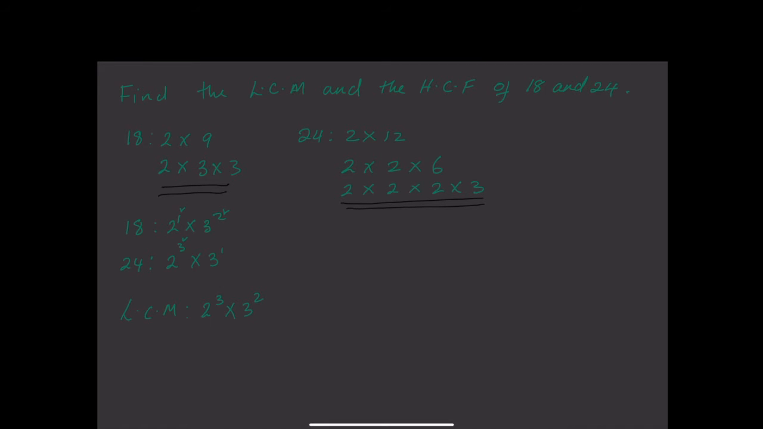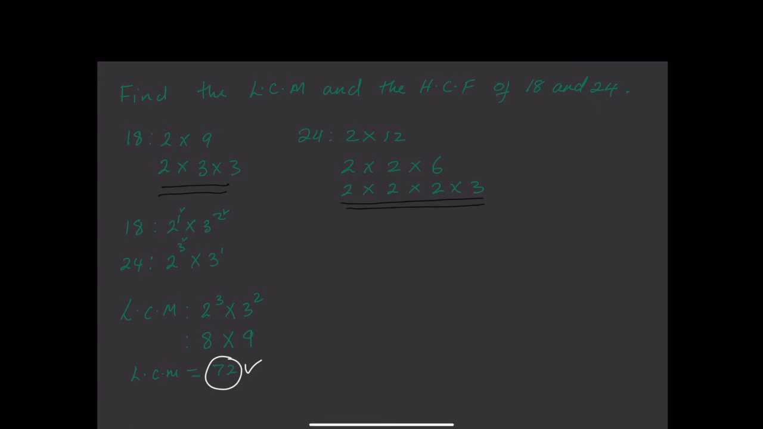Okay, so now we have to work out the lowest common multiple. If we leave it like that, we're going to lose some marks. So we know 2 to the power of 3 is 2 times 2 is 4 times 2 is 8. And 3 squared is 9. And we know our 8 times table. So we know that LCM is equal to 72. And that's our answer.